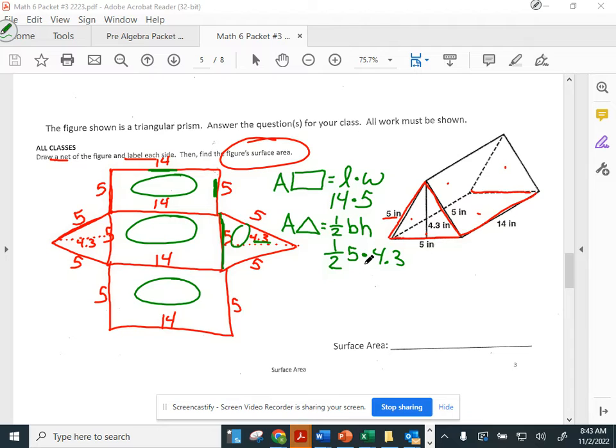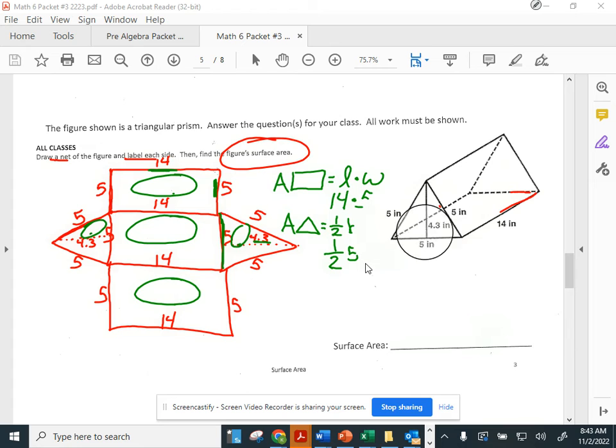That area I'm going to put for each of my triangles, and then I'm going to add up all 5 areas of my shapes to get my total surface area. So look at the area of your triangles, and then find the area of the rectangles, and add all 5 up for your surface area. Because we are multiplying 2 measurements together, our answer will be in inches squared.